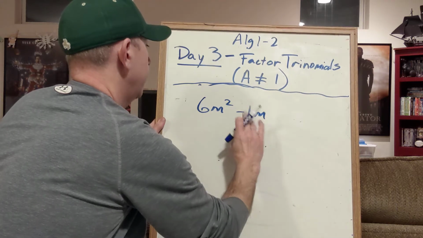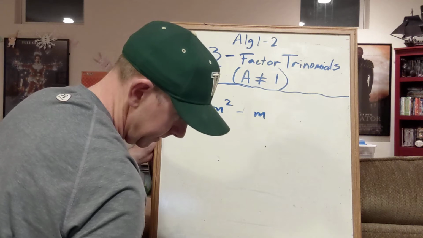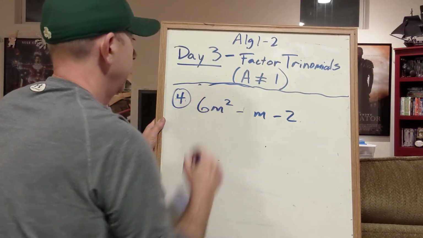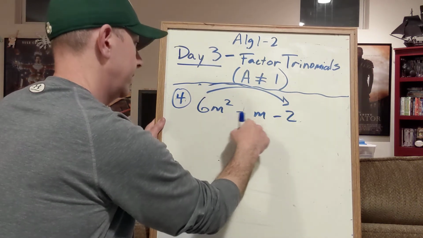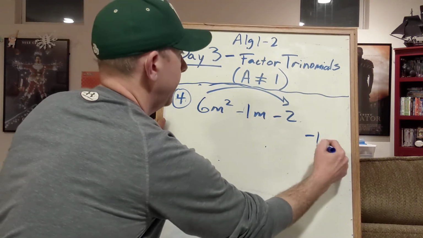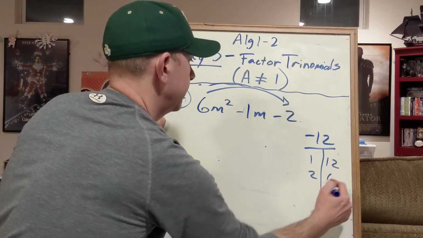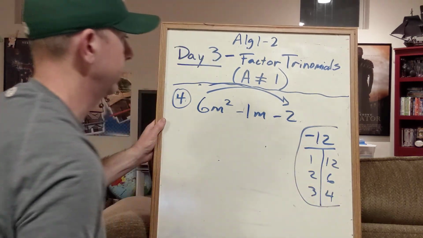And actually that will probably be written just as minus m minus 2. So this is number 4. All right, so again, we're going to multiply a times c to start with. You may notice, like I said, if there's nothing there, that really means it's a 1. So we're looking at factors of negative 12 this time. We got 1 and 12, 2 and 6, 3 and 4, and then that wraps up that list.